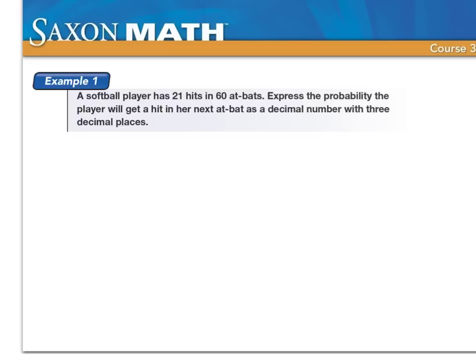Example 1 says a softball player has 21 hits and 60 at-bats. Express the probability the softball player will get a hit in her next at-bat as a decimal number with 3 decimal places. Basically, they got some number of hits out of their at-bats, and we want to know the chance that they will get a hit in the next at-bat. If they've gotten 21 hits out of 60 at-bats, that's the experimental probability. That's what actually has happened. So the chance of them getting a hit on their next at-bat should be the same as what they've done in real life. To solve this, we're going to take 21 divided by 60.